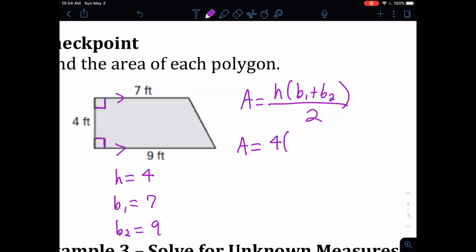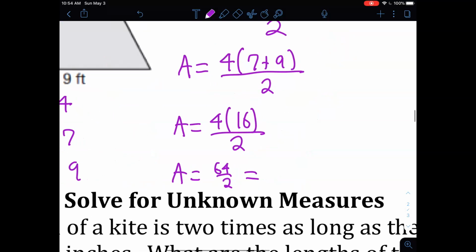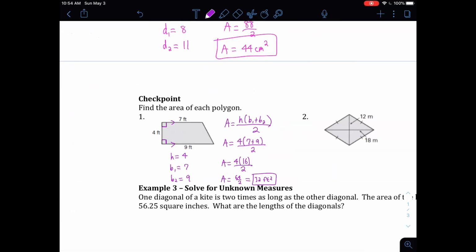times base 1 plus base 2, so 7 plus 9, all over 2. Area is going to equal 4 times 16, all over 2, and area is going to equal 64 over 2, which equals, it's not approximately, it's equal to, because it's a whole number, 32 feet squared. Okay?